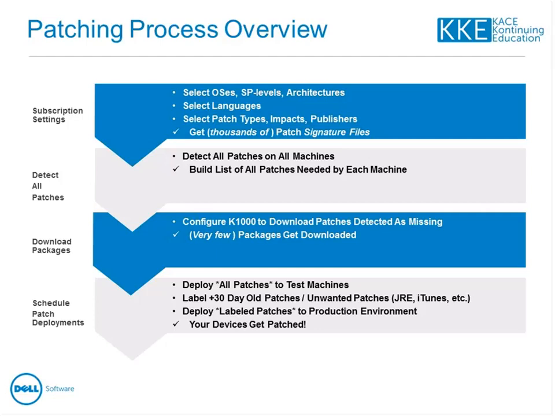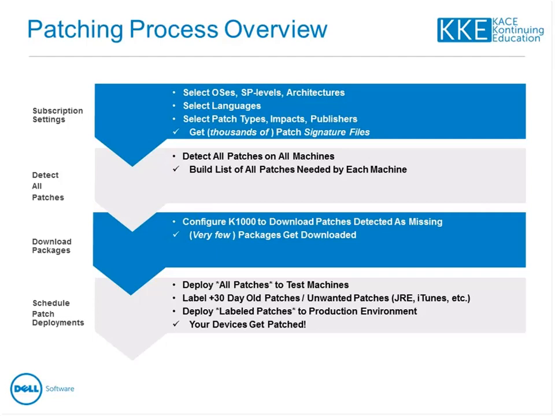Now that the K1000 has this information on all of our computers, now it can download only those packages for the patches that are actually needed on at least one of our machines. And this is going to result in a significantly fewer actual big honkin' take up all my disk space patch packages being downloaded. So you're getting thousands and thousands and thousands of signature files. You might literally only get less than 100 actual patches, because we only need the ones that are actually needed on our machines so that we can deploy those patches that are needed.